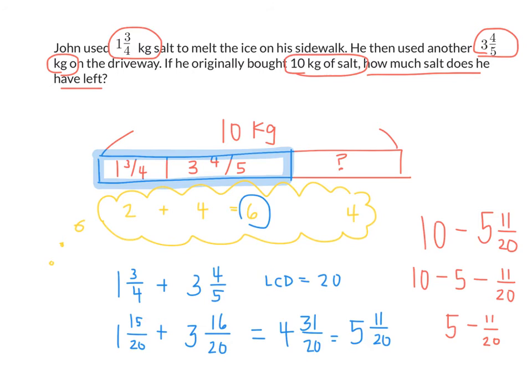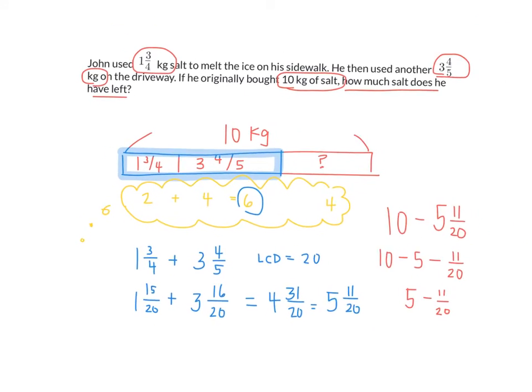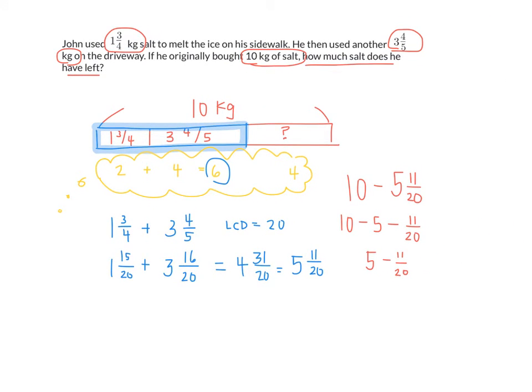If I have 5 and I want to take away 11/20, will I still have 5 wholes? No. How many wholes will I have? 4. Okay. And then how many 20ths will I have left? 9. This is 4 and 9/20.